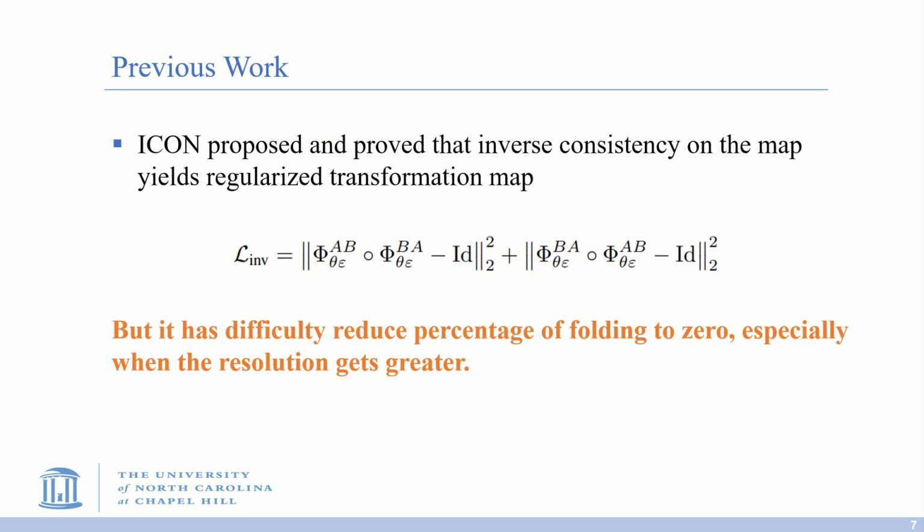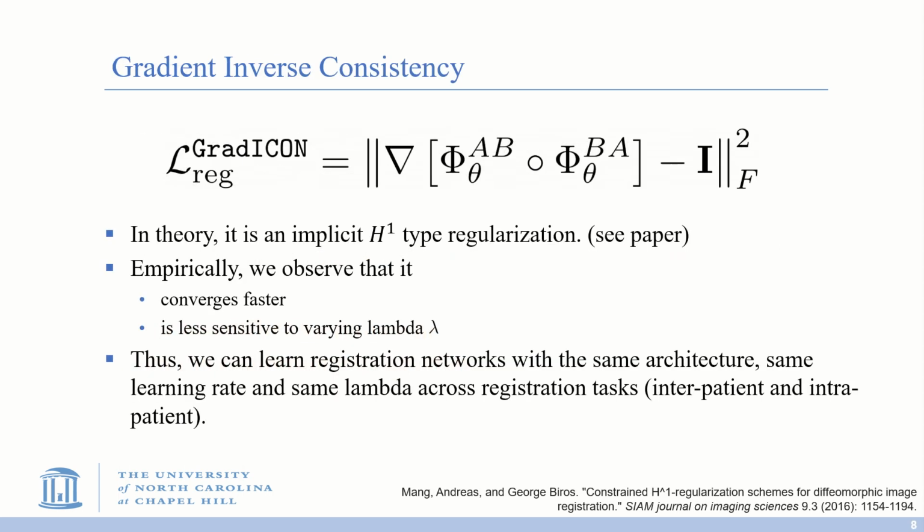In terms of implicit regularizer, previously ICON proposed and proved that inverse consistency on the map yields regularized transformation map, but it has difficulty reducing percentage of foldings to 0, especially when the resolution gets greater.